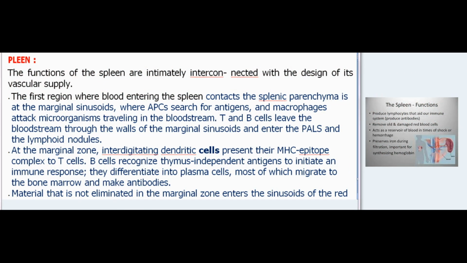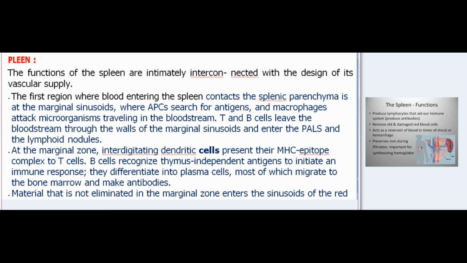The functions of the spleen. The functions of the spleen are intimately interconnected with the design of its vascular supply. The first region where blood entering the spleen contacts the splenic parenchyma is at the marginal sinusoids, where APCs search for antigens, and macrophages attack microorganisms traveling in the bloodstream.